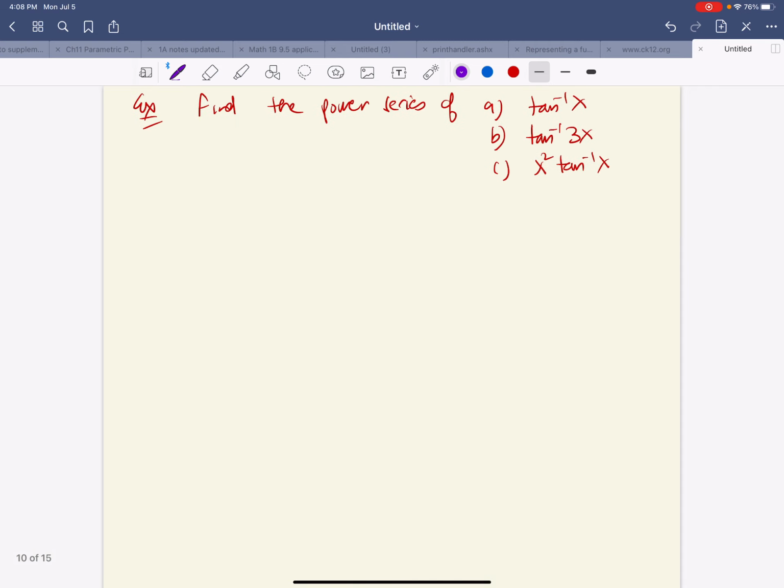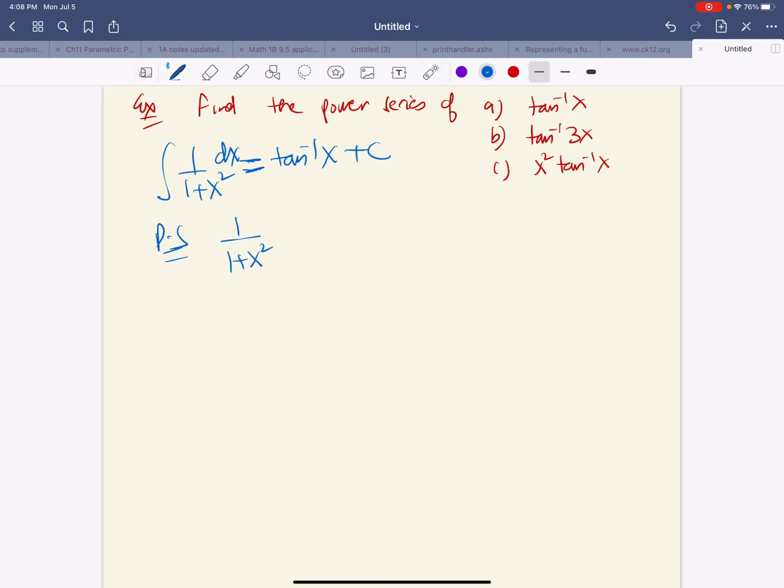See another example. Find the power series of tangent inverse x, tangent inverse 3x, x squared tangent inverse x. So first of all, I'm going to find the power series for part A, which is tangent inverse x. Let's realize how I can use the geometric series to represent tangent inverse x. One thing I know is that the integral of 1 over 1 plus x squared dx is equal to tangent inverse x, plus a c as well.